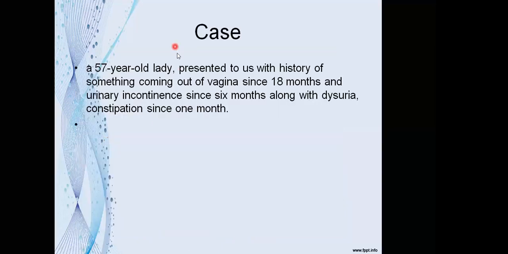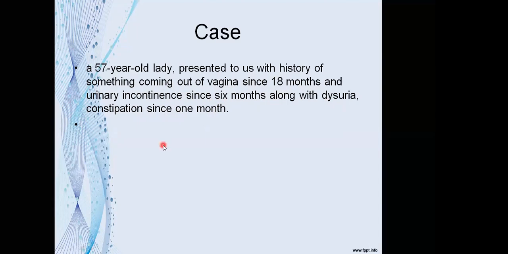Okay, can anybody read these lines for me? Roll number 11, Vakas, can you please unmute? Okay. Yes, Ariba, please read these lines. A 57-year-old lady presented to us with history of something coming out of vagina since 18 months and urinary incontinence since 6 months, along with dysuria, constipation since 1 month. Okay, very good. Thank you so much.